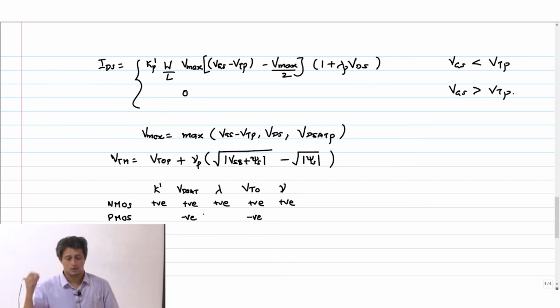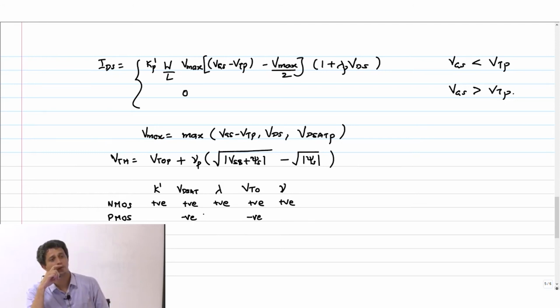Now, what about lambda? What should happen to lambda? What should be the effect of lambda? Positive. Why? If it's positive, you tell me why it should be positive. If it's negative, tell me why it should be negative.